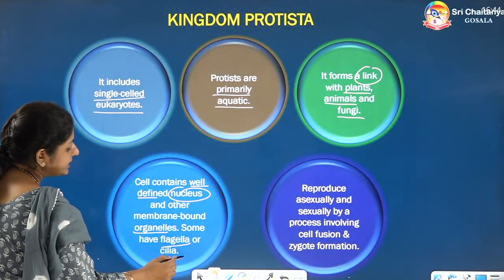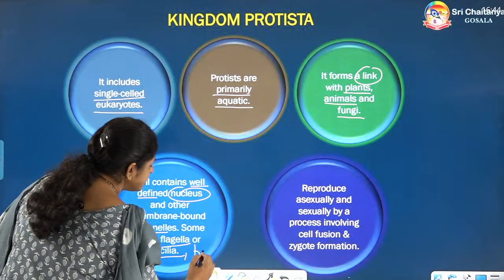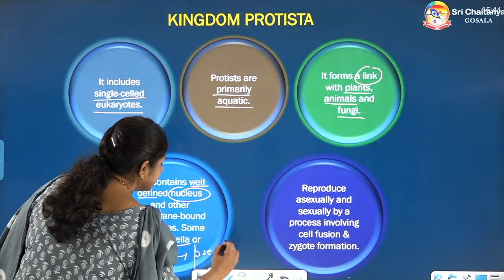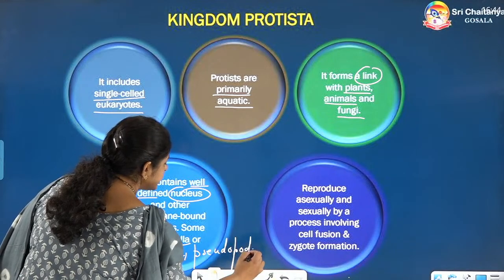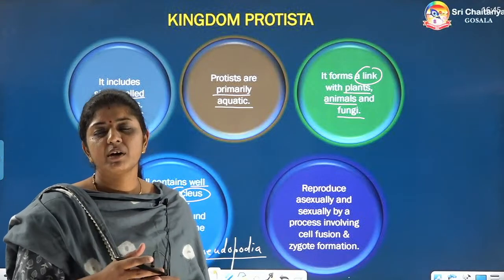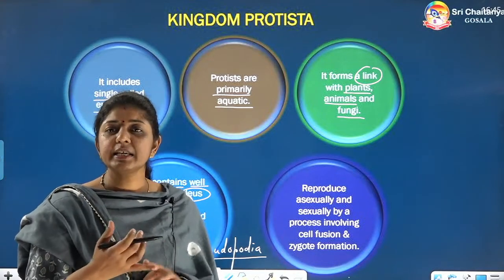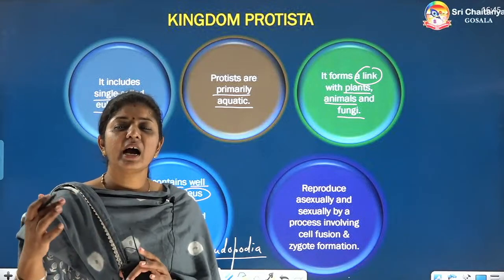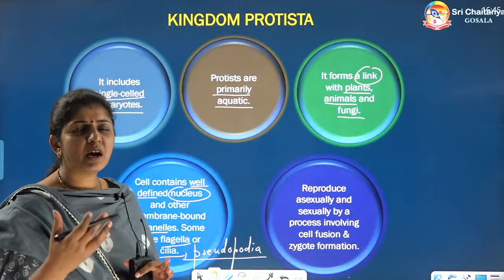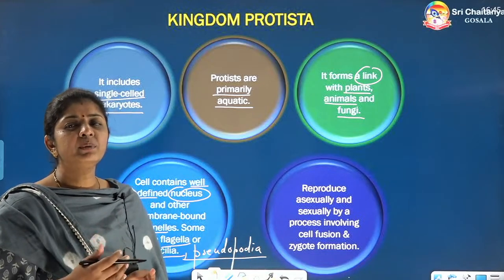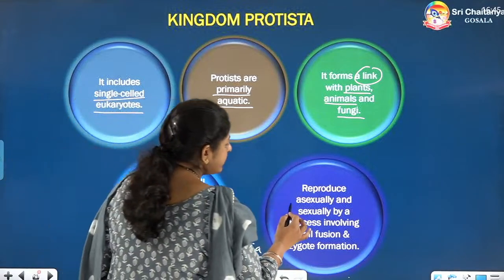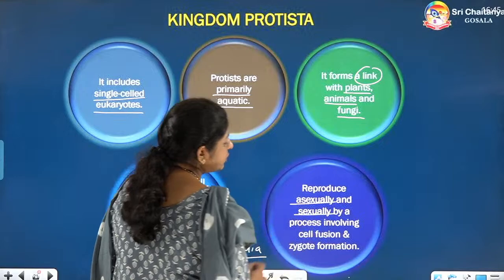They have flagella, cilia and even pseudopodia. Pseudopodia is a structure like in amoeba which helps in locomotion. Flagella, cilia, pseudopodia are there as locomotory organs. Even like higher organisms, they show sexual means of reproduction. So here both types of reproduction are there, asexual and sexual.